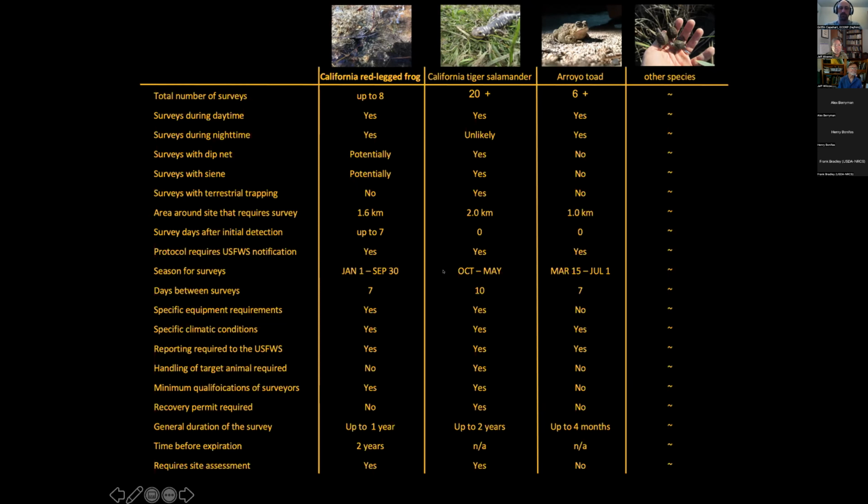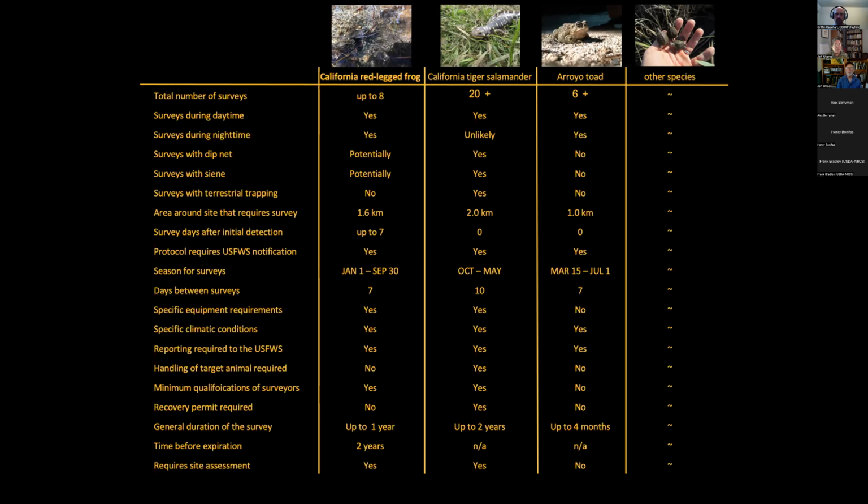The windows for survey are very, very different. You almost completely miss the tiger salamander survey window when you're doing the red-legged frog window. And arroyo toad, maybe you could bundle that in with red-legged frog, but they're in different habitats. So you don't want to be doing all this stuff together. You don't want to propose that you can do all these species together, even if you're in a spot that they all co-occur.